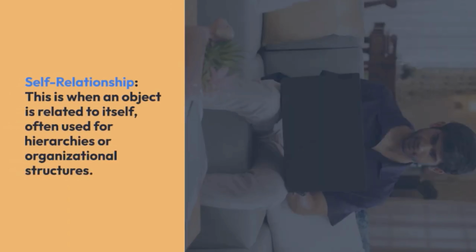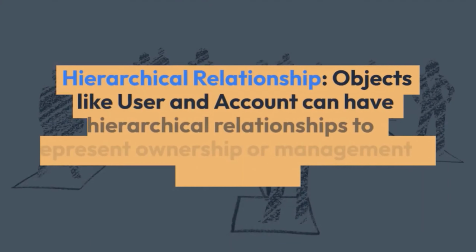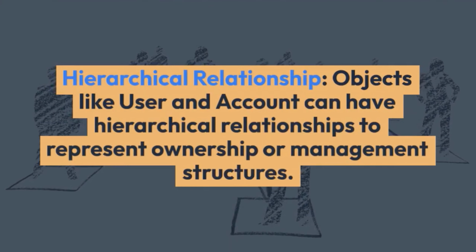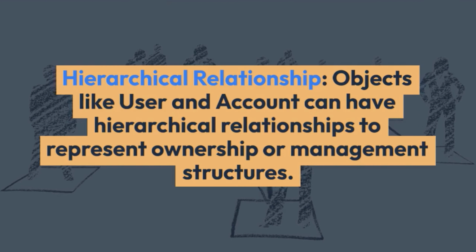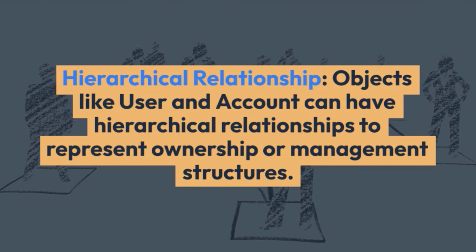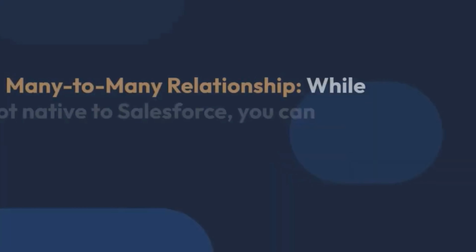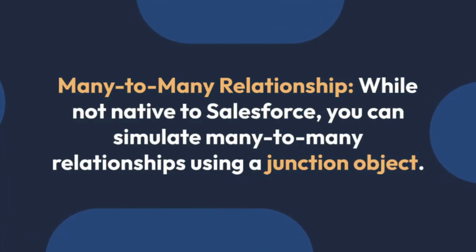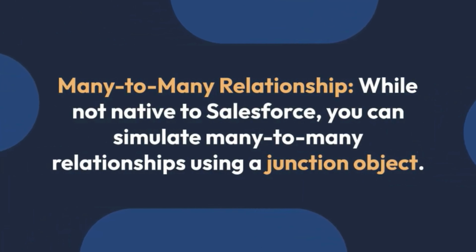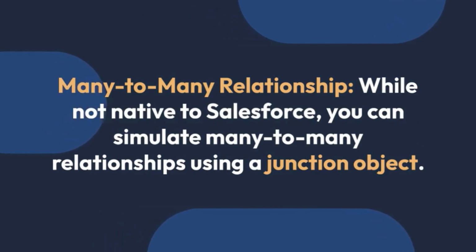Self-relationship. This is when an object is related to itself, often used for hierarchies or organizational structures. Hierarchical relationship. Objects like user and account can have hierarchical relationships to represent ownership or management structures. Many-to-many relationship. While not native to Salesforce, you can simulate many-to-many relationships using a junction object.